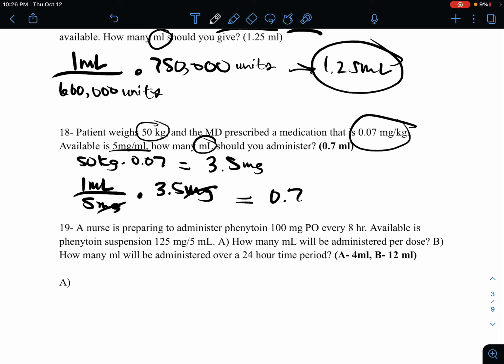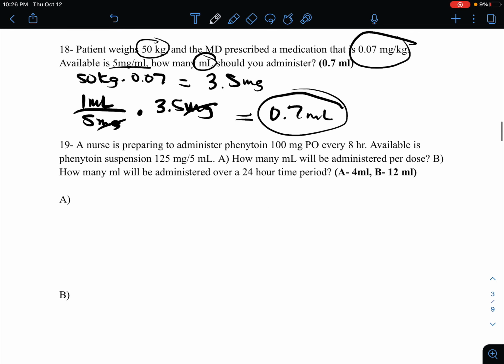And let me just make sure I did that right. 0 divided by 5. Yeah, 0.7 milliliters of medication is what you're going to administer.